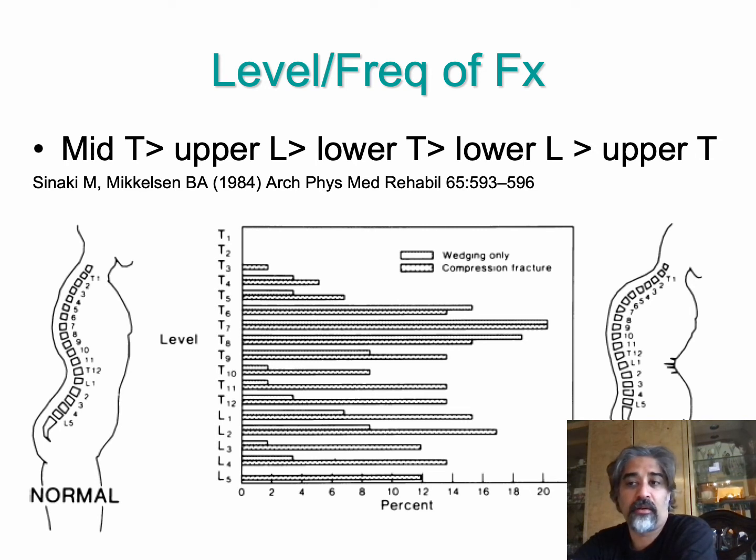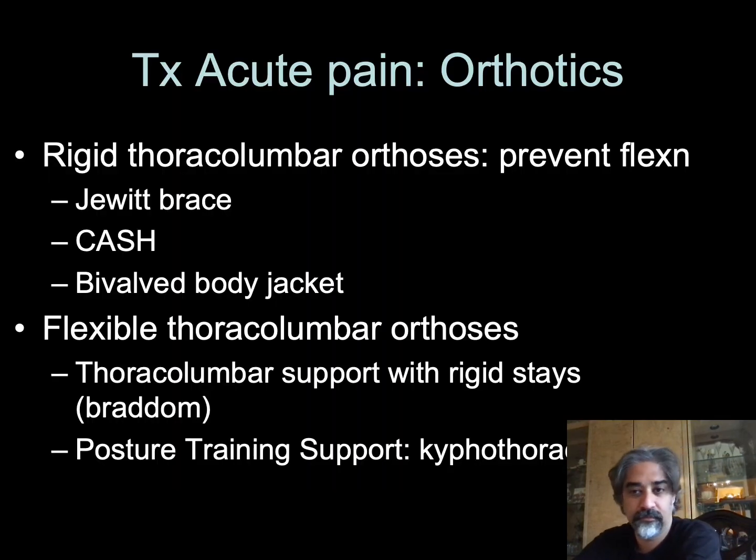Compression fractures occur most often at the mid-thoracic and upper lumbar spine, followed by the lower thoracic and lower lumbar spine, and it's rarely in the upper thoracic spine. To decrease painful contractions of the erector spinae muscles, you need to decrease the load over the anterior aspect of the spinal column and vertebral bodies through use of an orthosis. And so we have a few options.